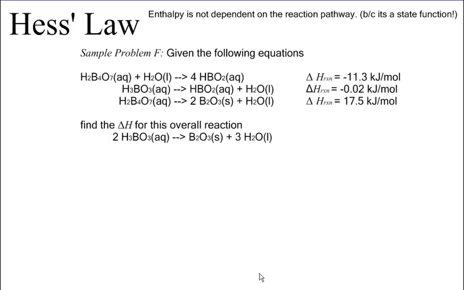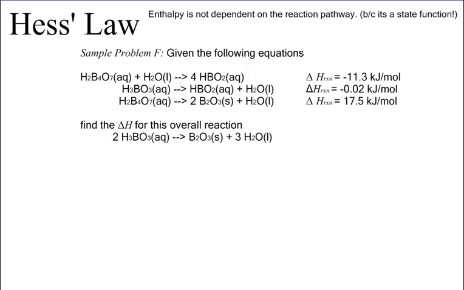If we're asked to find the overall delta H, or change in enthalpy, for this reaction, we're given a couple of different pathways. You'll notice that none of them perfectly mirror this. However, there is one that starts with the reactant that we started with, and this is the second one down here. We start with H3BO3. That's what we're going to start with. That's what we're going to look for in the overall reaction.